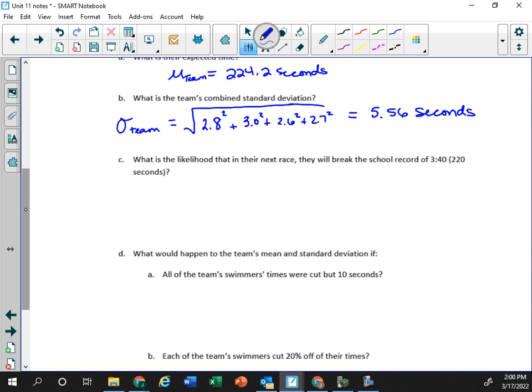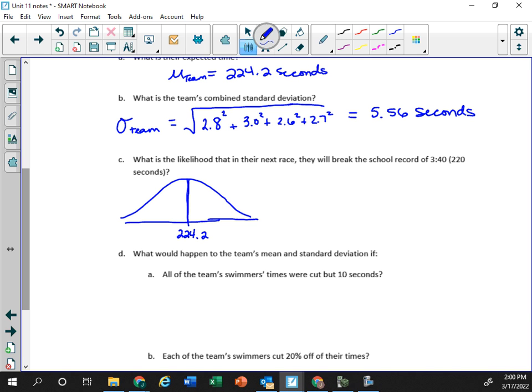What's the likelihood that they will break the school record of 220 seconds? Okay, we are talking probability. They told us this was normally distributed at the beginning. Check standard deviation. You've got a normal curve. This is of the swimmer's time. So what's the mean? What's the center of this? Yes, 224.2. That is where it is centered.